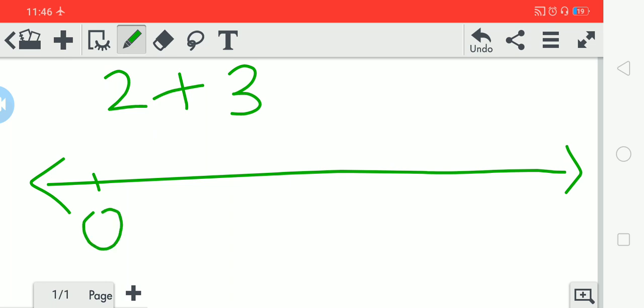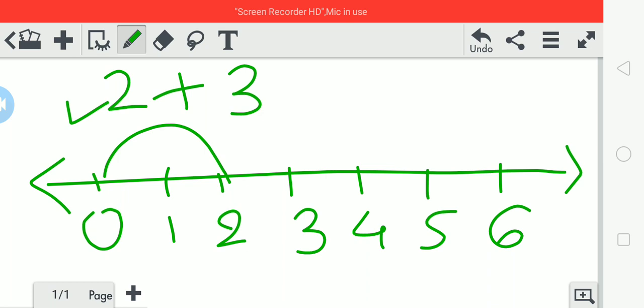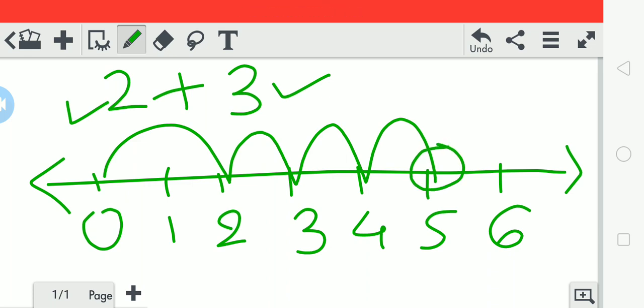So draw the number line: 0, 1, 2, 3, 4, 5, 6. Here your first number is 2, so take a jump from 0 to 2. Right? The second number is 3, so you have to take a jump 3 times, or take 3 moves to the right side. 1, 2, 3. You are at 5. So the answer of this question is 5.